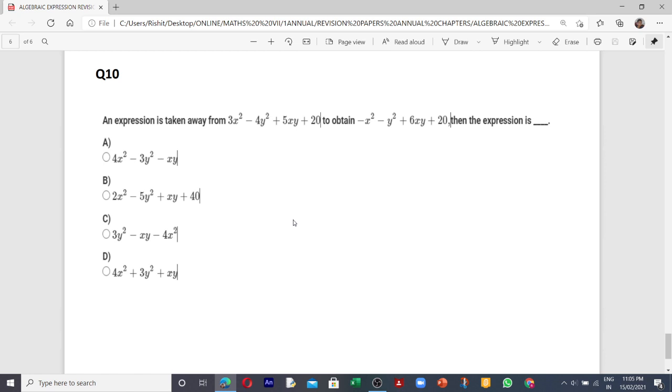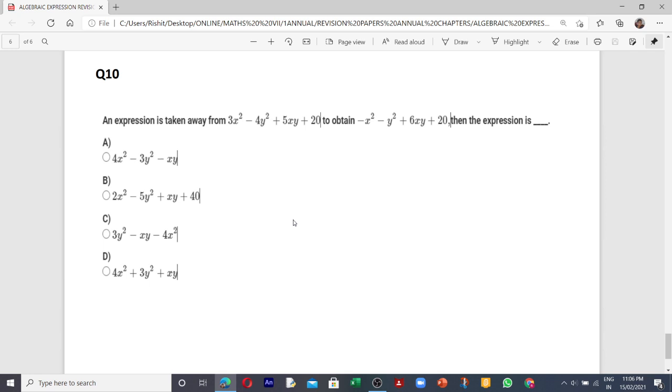So an expression is taken away from this one and you have to obtain −x² − y² + 6xy + 20. What is that expression which is taken away, so that you will obtain the next expression? So write down, children, solve it quickly. Those who are not participating, write down at least the last answer.